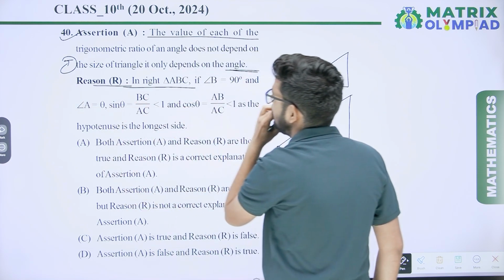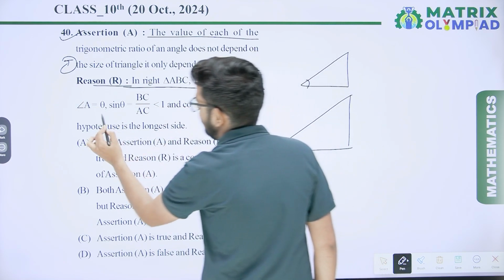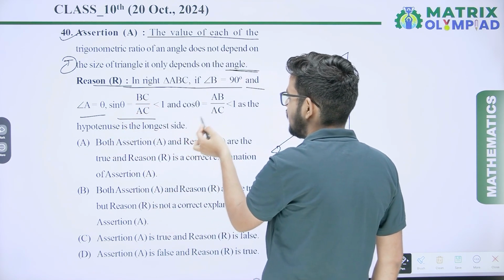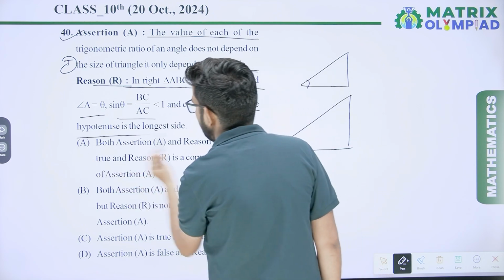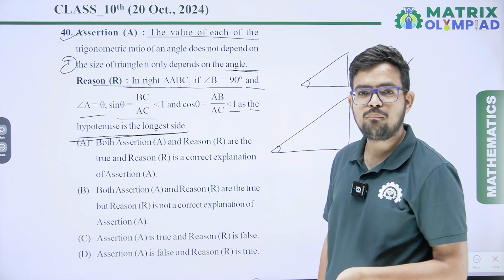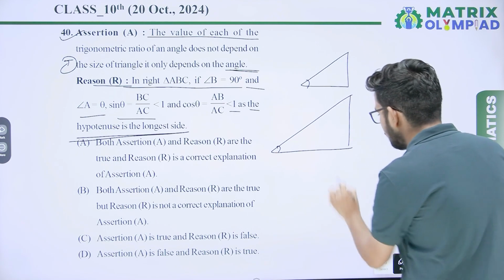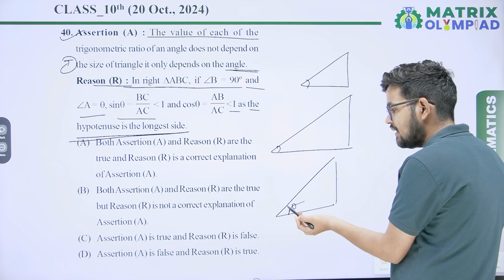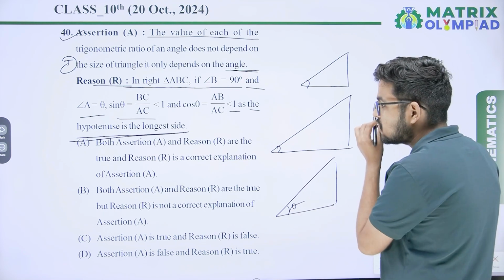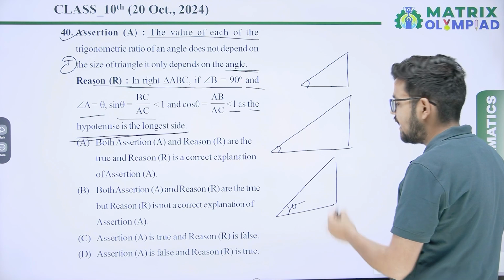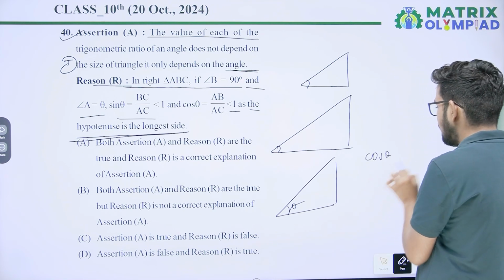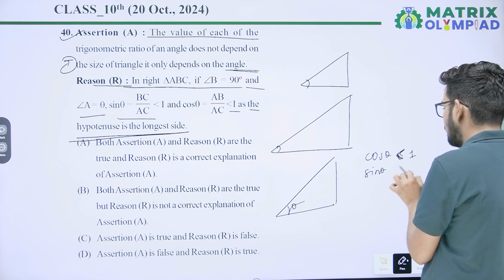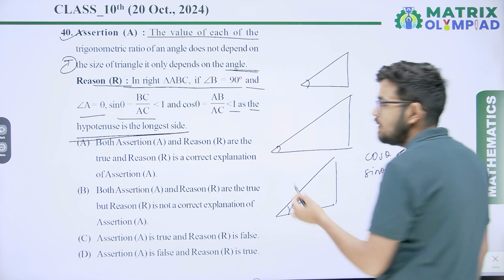Reason: in a right triangle, if angle B is 90 degrees and angle A equals theta, sin theta equals BC upon AC, less than 1, and cos theta equals AB upon AC, less than 1. AC is the hypotenuse, the longest side. Yes, if the hypotenuse is the longest side, then the angle will be less than 90 degrees and greater than 0 degrees. In that case, we get cos theta and sin theta always less than 1 and greater than 0. It means it is correct.